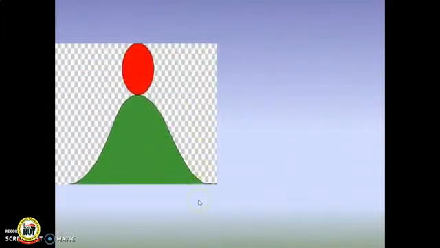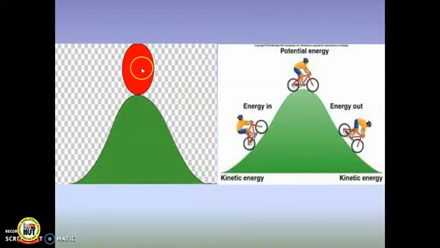Now, I believe we're together. Good. Because what we're trying to talk about here is this potential energy. This ball is at this very same tip. This ball is not moving anywhere. The ball is at rest. At this point, this ball possesses potential energy.